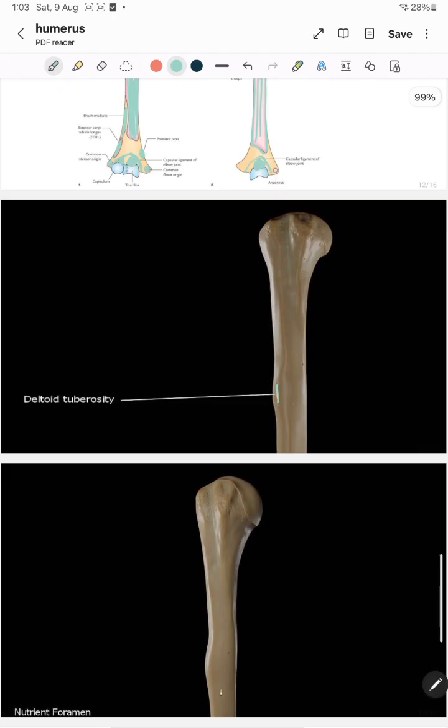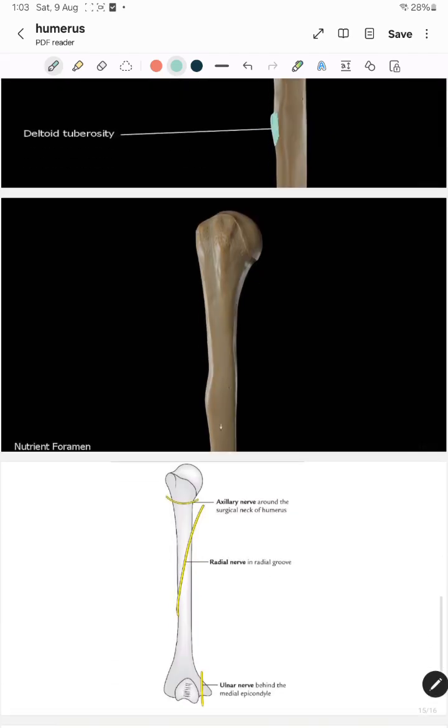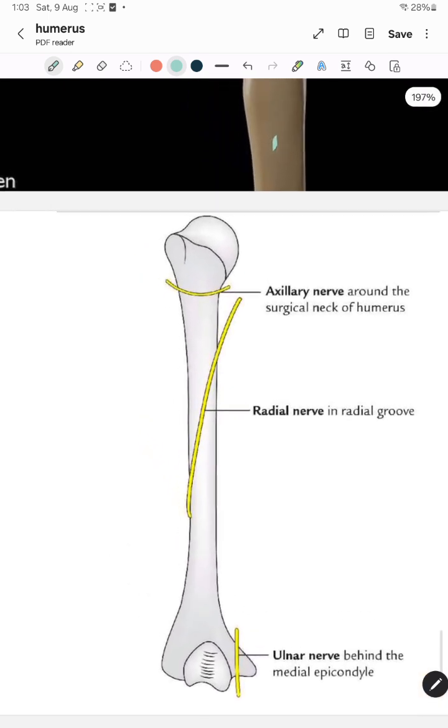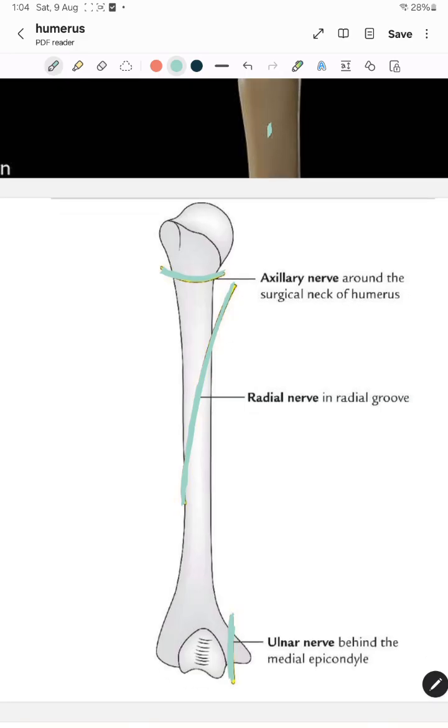We have the deltoid tuberosity for the attachment of deltoid muscle. We have the nutrient foramen in between. So these are the nerves related to the humerus. This is a very commonly asked question. This is the surgical neck. Surgical neck is related to the axillary nerve and posterior circumflex humeral artery and vein. In the radial groove we have the radial nerve and profunda brachii artery. And behind the medial epicondyle we have the ulnar nerve.